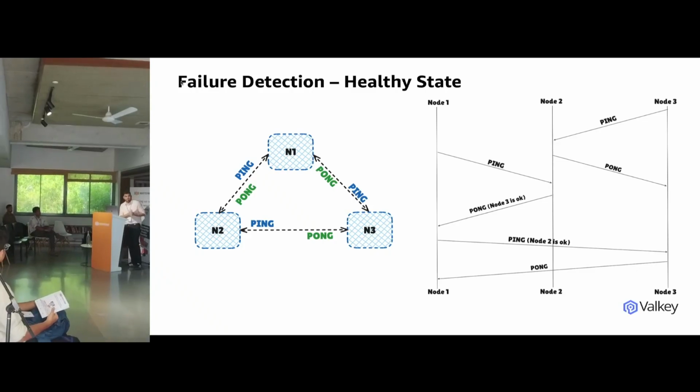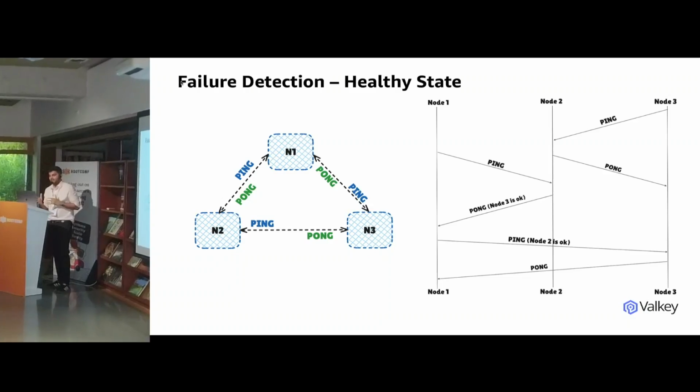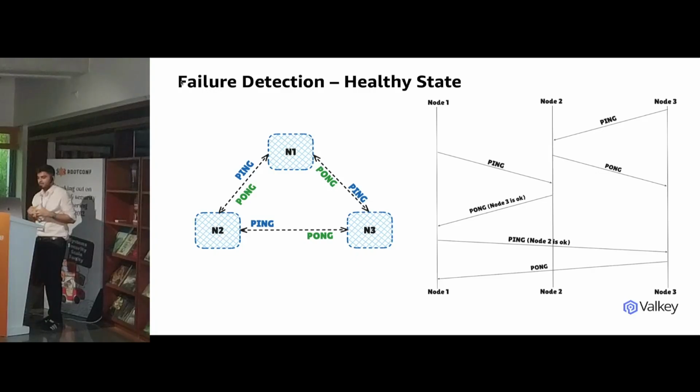Coming back to this image, there are 3 nodes, and in an idle healthy state, each node would be sending a message to other nodes at every second. And we also ensure that within 7.5 seconds, or basically the default is node timeout by 2, we send out a ping message to the other node and expect a response back.